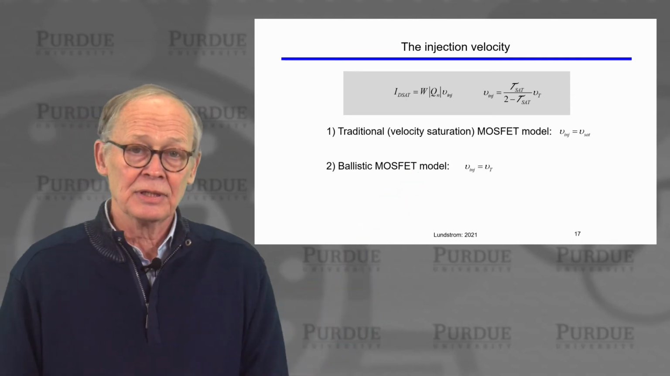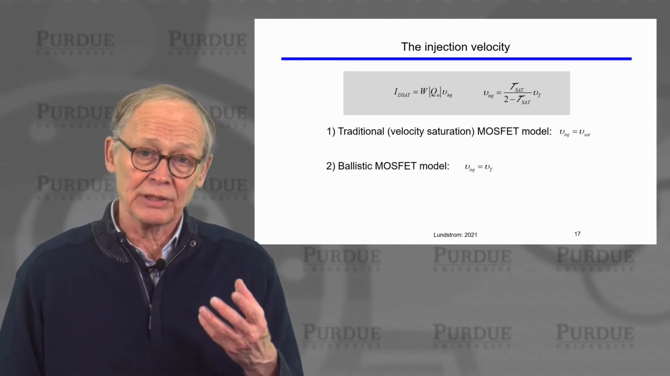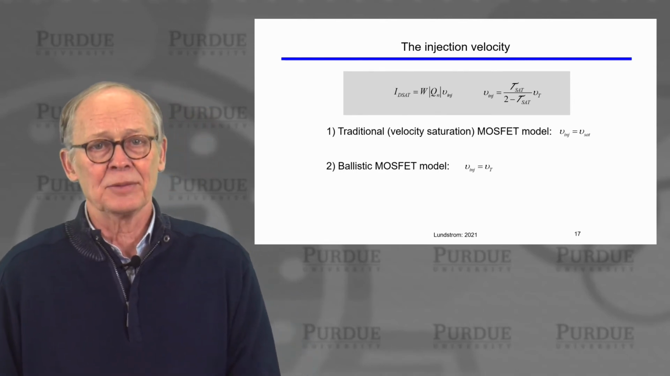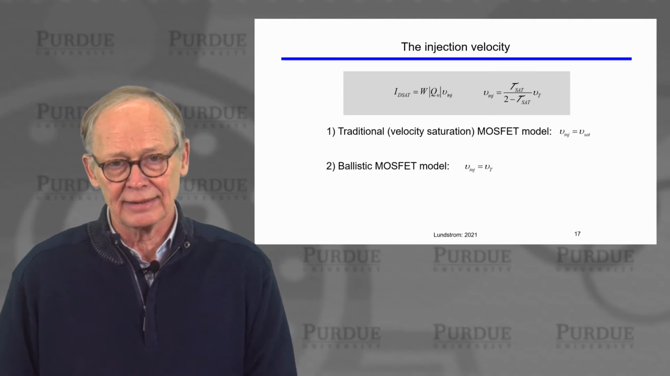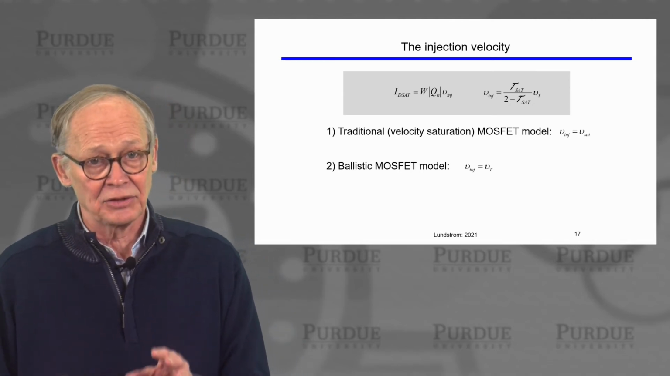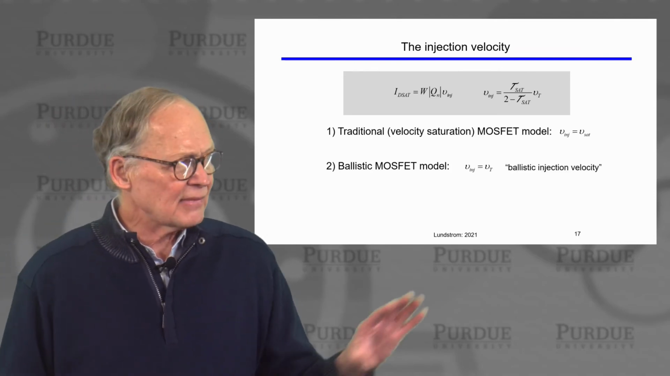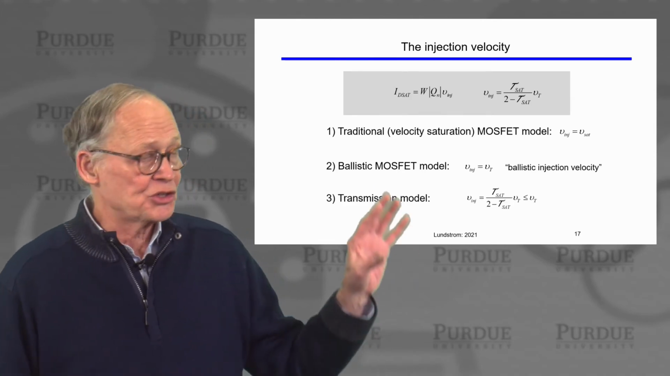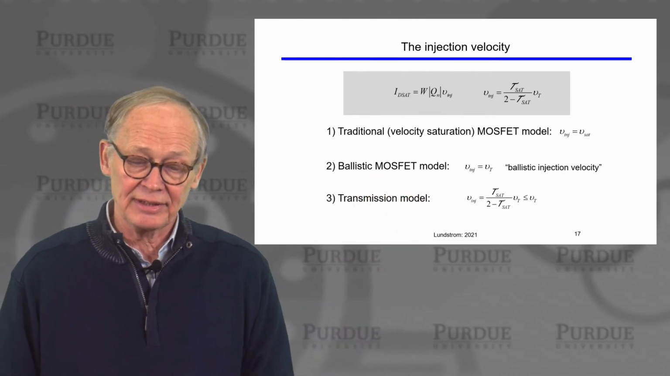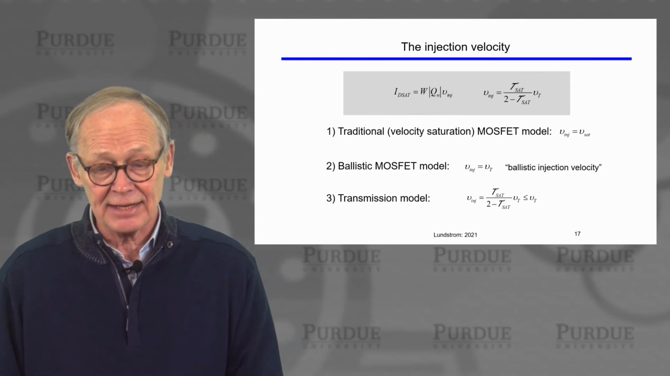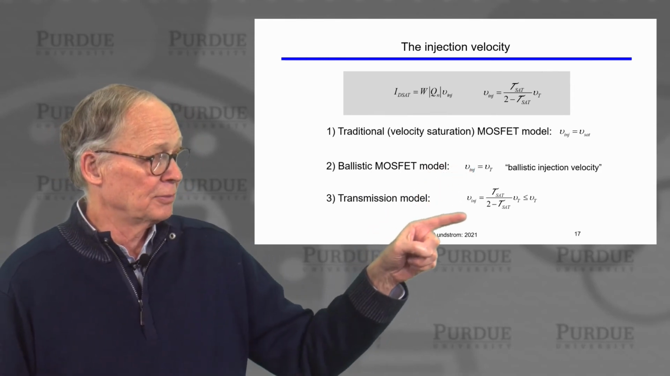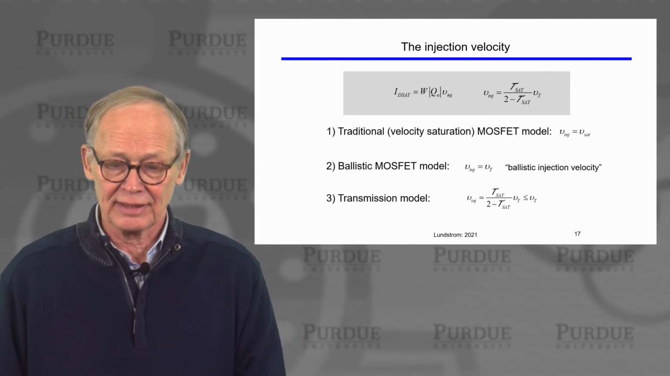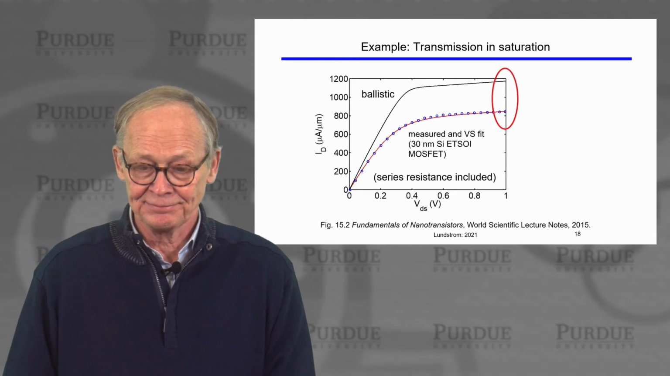In the ballistic case, we found that the appropriate velocity to use was the unidirectional thermal velocity, about 1.2 times 10 to the 7th centimeters per second for electrons in N-channel silicon MOSFETs. Let's refer to this as the ballistic injection velocity. More generally, the injection velocity in the presence of scattering is transmission divided by 2 minus transmission times the unidirectional or ballistic injection velocity. So it's always a little bit less.